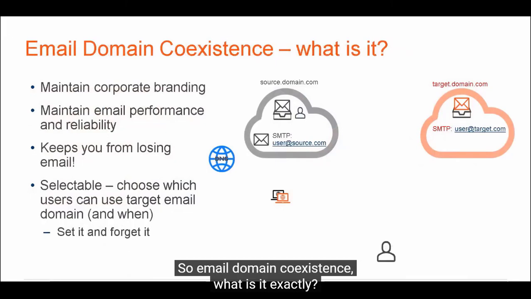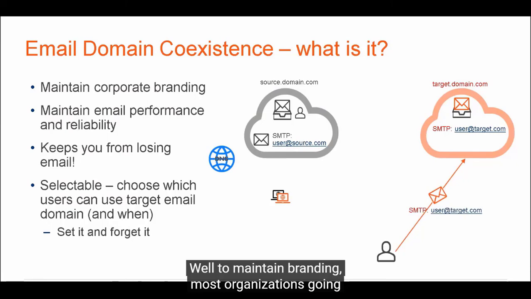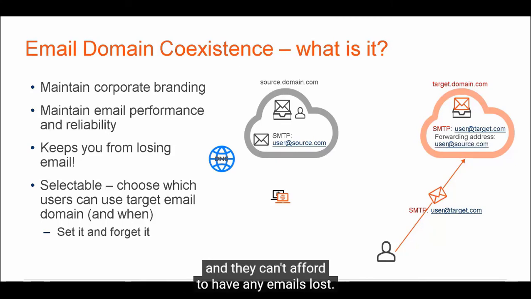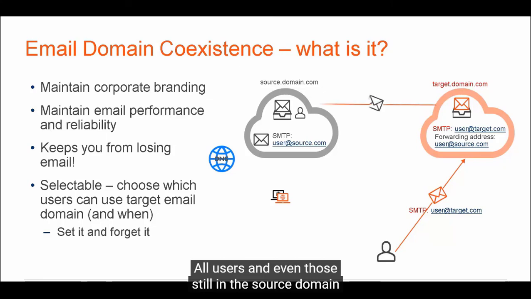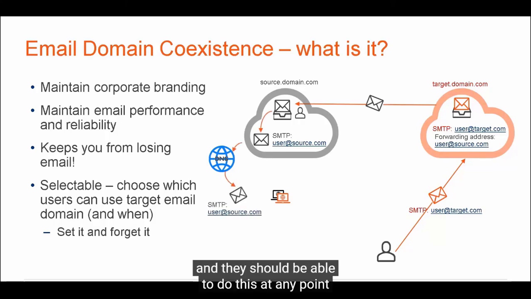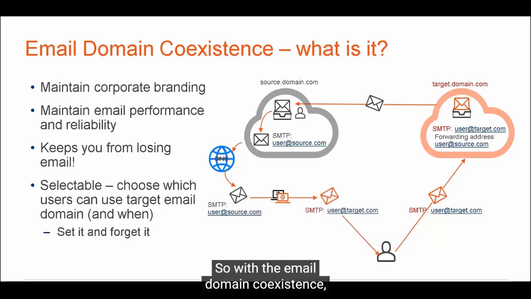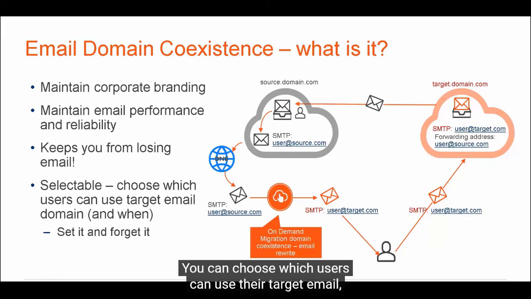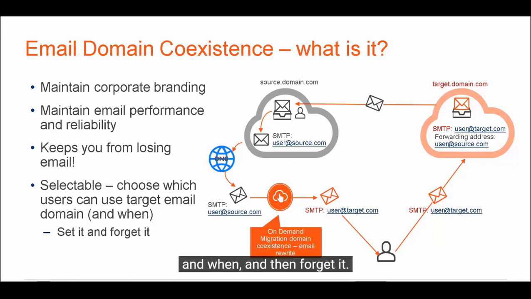What is it exactly? Well, to maintain branding, most organizations going through a merger or acquisition want to have their users representing the target domain, and they can't afford to have any emails lost. All users, and even those still in the source domain, should be able to send and receive all emails using their new domain email account, and they should be able to do this at any point during the migration. So with email domain coexistence, you can maintain corporate branding, maintain email performance and reliability. You won't lose any email, and the domains are selectable. You can choose which users can use their target email and when, and then forget it.